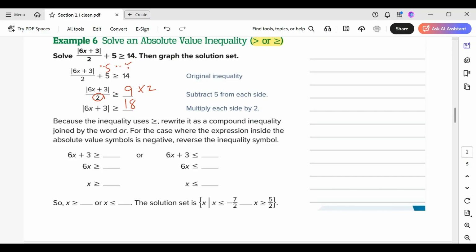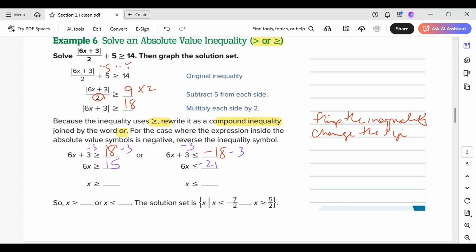Because the inequality has a greater than symbol, we're going to write it as a compound again, but this is going to be the or statement. So we're going to, again, flip the inequality and change the sign. So we have 6x plus 3 greater than or equal to positive 18, and now 6x plus 3 less than or equal to negative 18. Again, we're going to isolate our x terms. So I'm going to subtract 3 from both sides, and I get 15. Subtract 3 from both sides, I get negative 21.